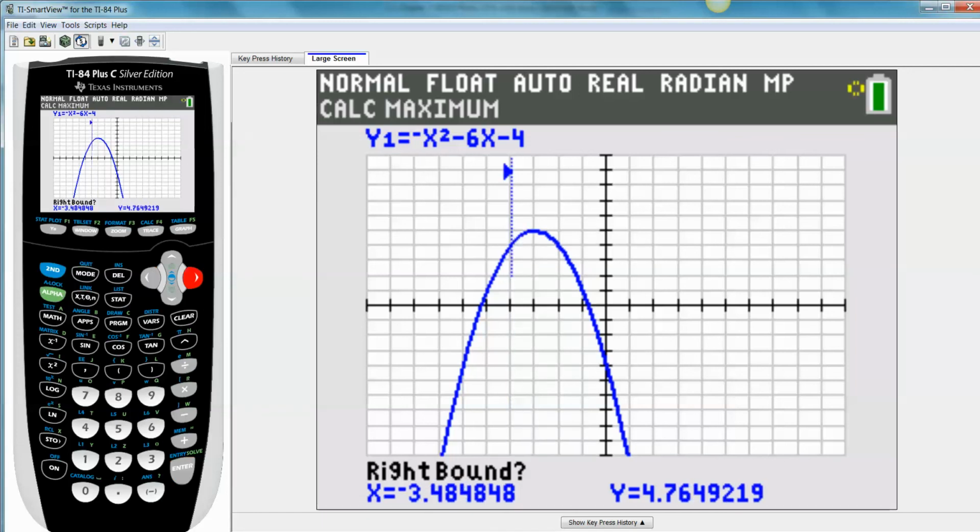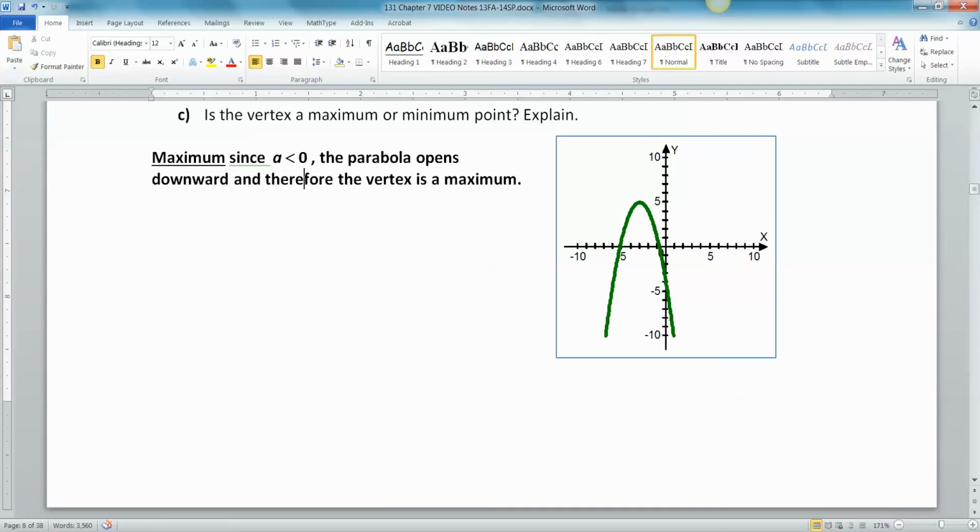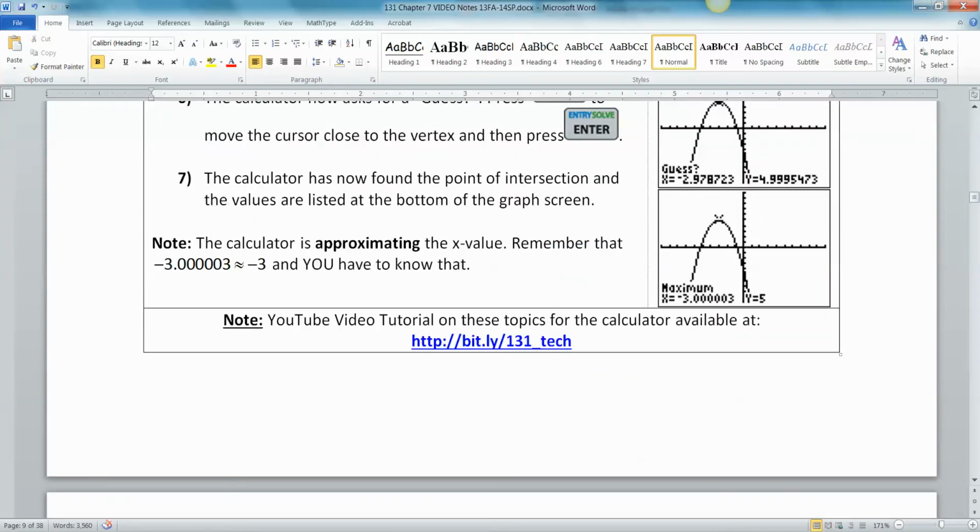Now move to the right of the peak. So go over to the right, hit enter, and hit enter. It's fine. And there you go. Now notice the calculator messes up down here. You've got to know, oh, that's just a rounding issue. It's really -3. Okay? All right. And again, there are more in-depth instructions at this link down here.